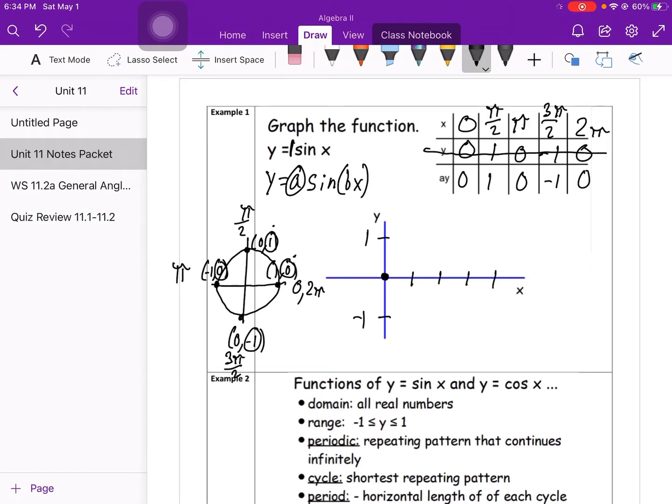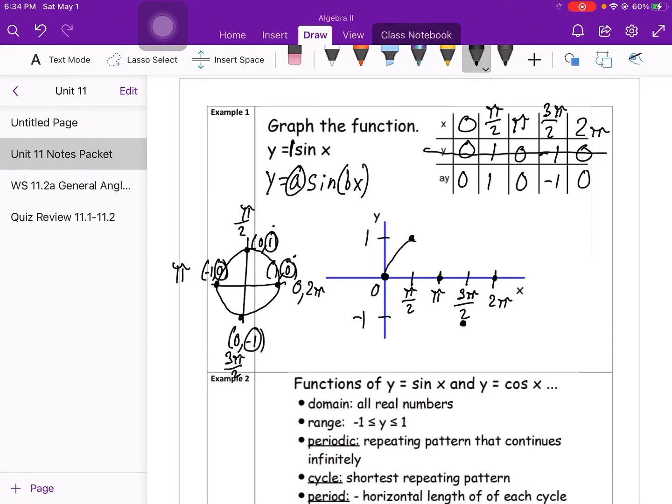So the first one, this is 0, and then it's pi over 2, pi, 3 pi over 2, and then 2 pi. So we start at 0, 0, and then the next pair is pi over 2, 1, and then it's back to 0, so that's our next one, and then it's 3 pi over 2, negative 1, and then 2 pi.